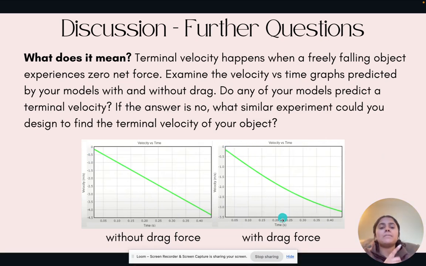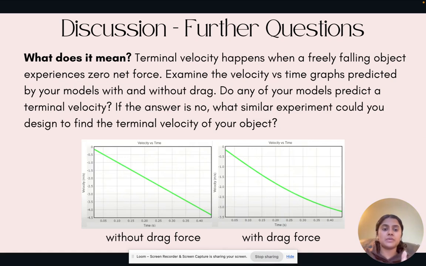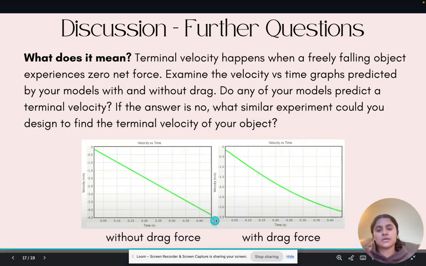So, the computational model that predicts a terminal velocity would be the one with the drag force. You can see as it slopes down, it reaches towards an asymptote, and when it reaches that asymptote, that is the terminal velocity. This one does not predict that. This one does. The drag force does.